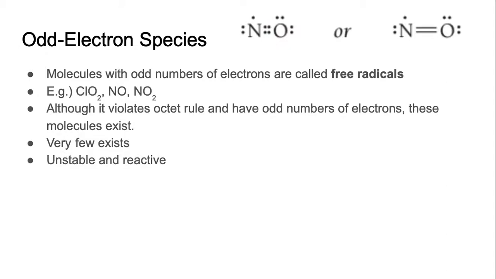Only a few of these free radicals exist because they are very unstable and reactive, so they form bonds with other molecules to become stabilized. For example, a free radical NO2 reacts with H2O to form HNO3 and NO. Examples of free radicals that often come up on homeworks or tests are ClO2, NO, and NO2.